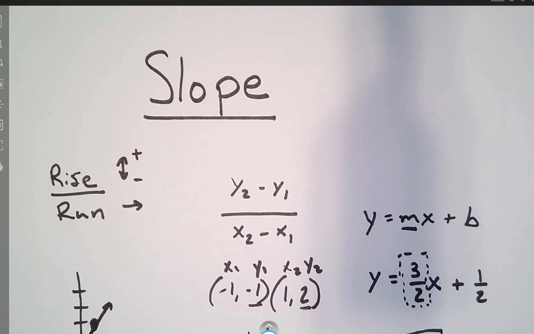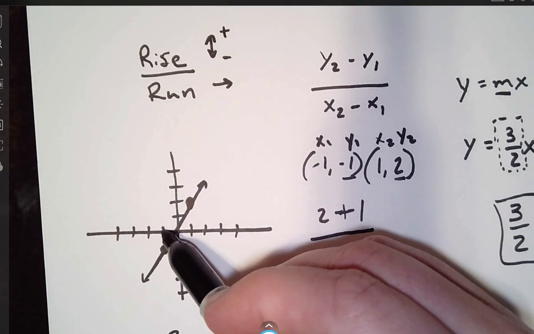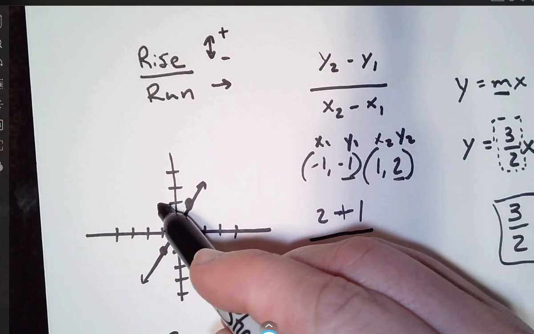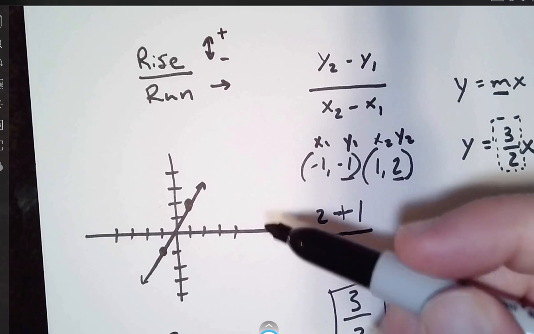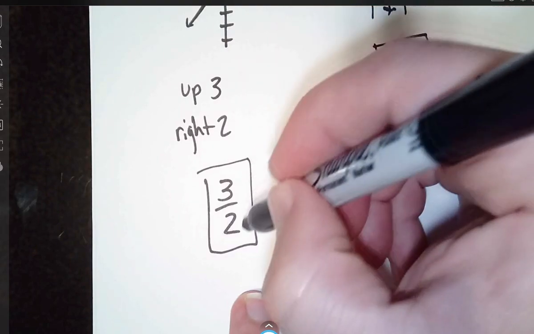So starting from the left, going to the right, and that bottom number is always going to be positive to make it easier. So if we look at this first one, we're going to start on the left. How far up do we go? 1, 2, 3. So we go up 3. Then from here we go 1, 2, to the right 2. So since we went up, we said that was positive. We went right 2, up 3, over 2, 3 over 2 is our slope.